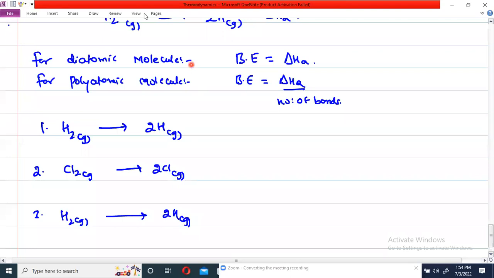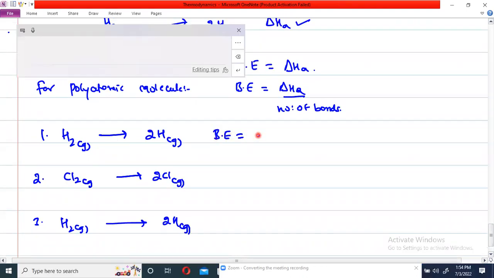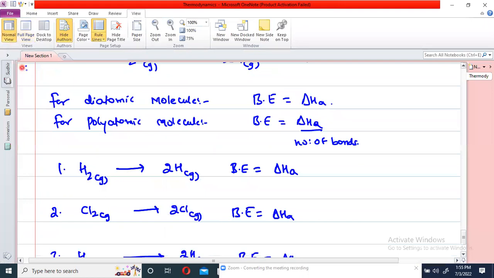In all these examples, if I ask you, what is the bond energy of H2 molecule? So you should say, whatever the heat of atomization is, that is the bond energy. In this case also bond energy equals delta HA. In this one also bond energy equals delta HA, right? We got it here.